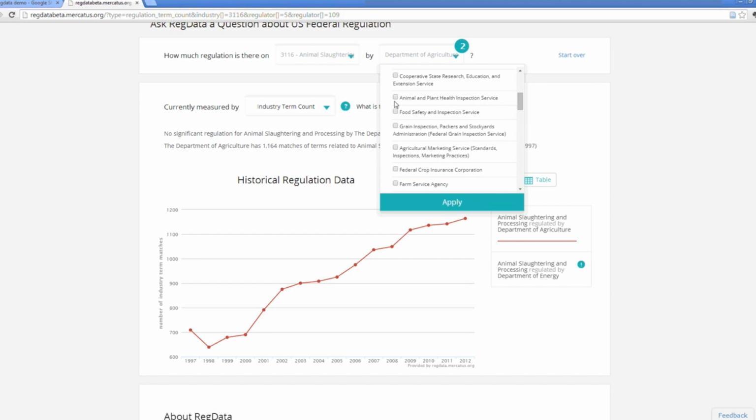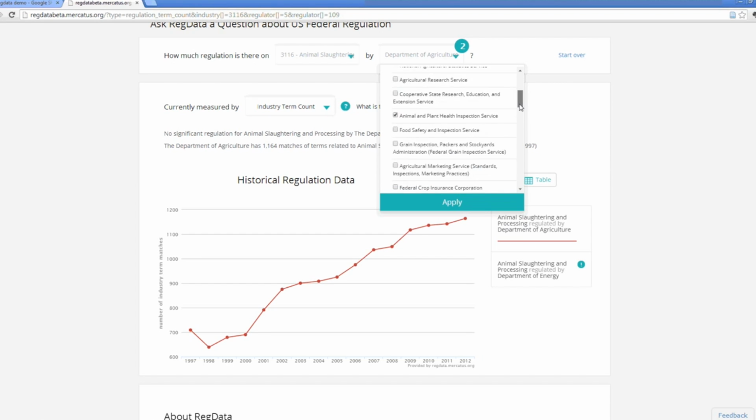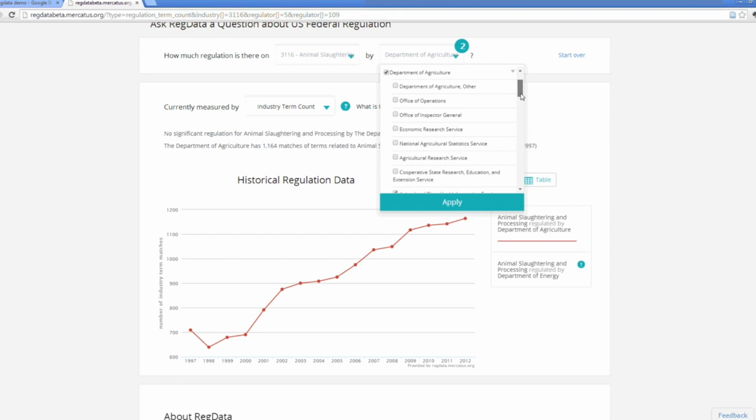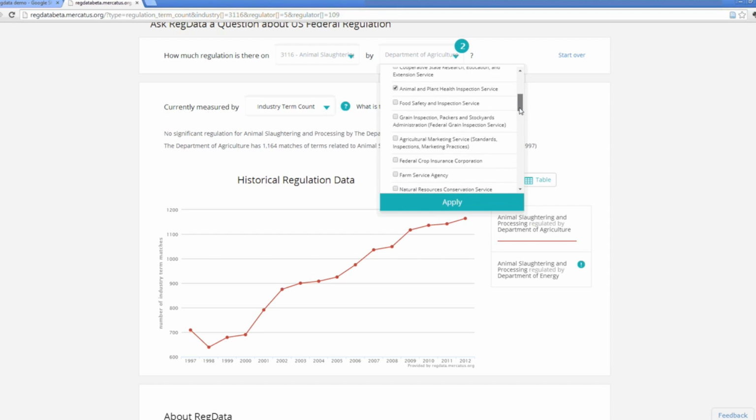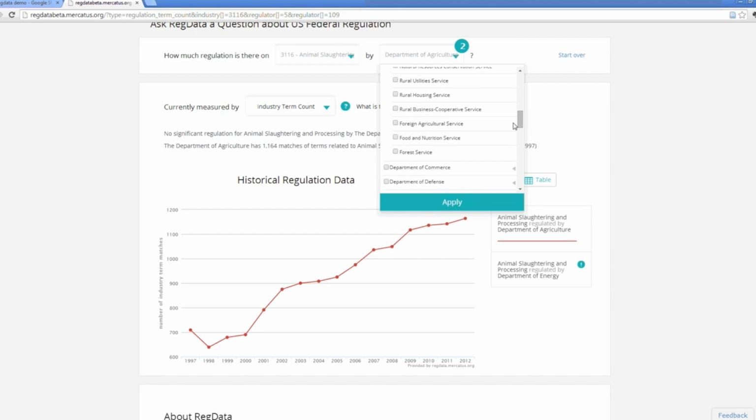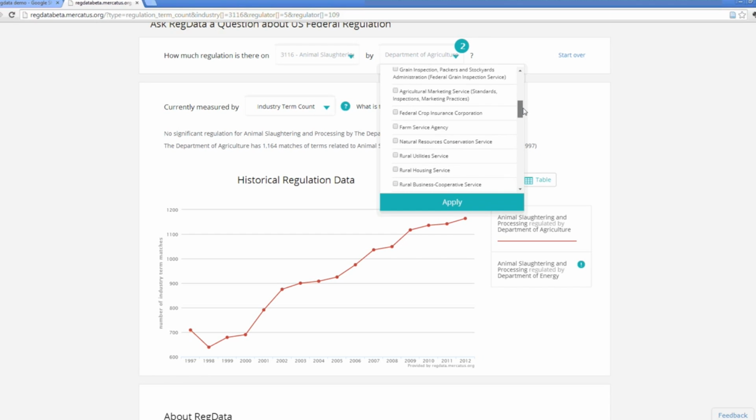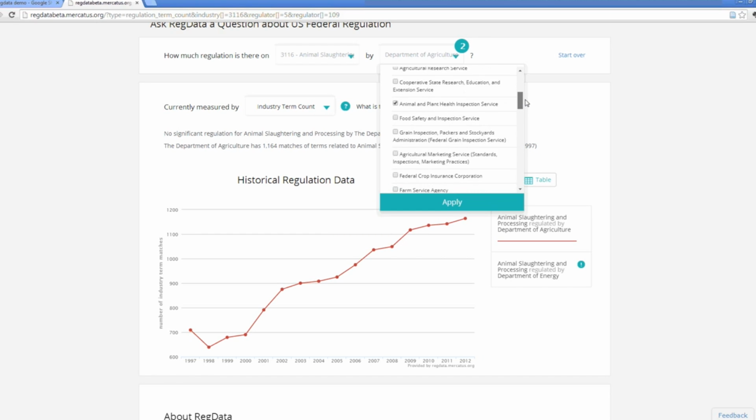One of them is Animal and Plant Health Inspection Service. And then the other one, there's a lot of agencies in the Department of Agriculture, as you can see, so it takes a little scrolling up and down to understand what's in there. And I apologize if you can't read that. I know you can't. That's why I have to narrate it all. Food Safety and Inspection Service. And then I click Apply.